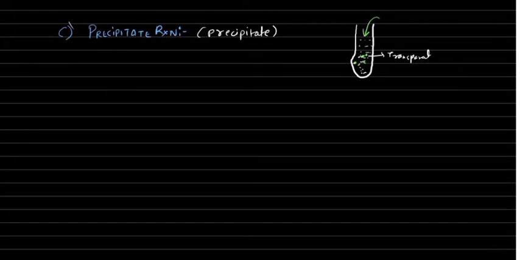Precipitate reaction. To understand precipitate, suppose we take a test tube with some transparent solution inside. When we add some other solution, B, and it converts the transparent solution into an undissolved substance that is visible, that is called a precipitate. It is like the formation of turbidity.